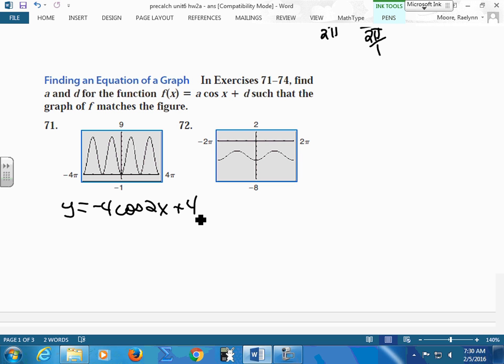Wait, why is it negative? Negative because here's your resting point halfway. You went down first. It shouldn't be 2x. Yeah, it's in 4 pi. Okay, do you see? So how this is x, 2 pi. So it should just be what, a half?